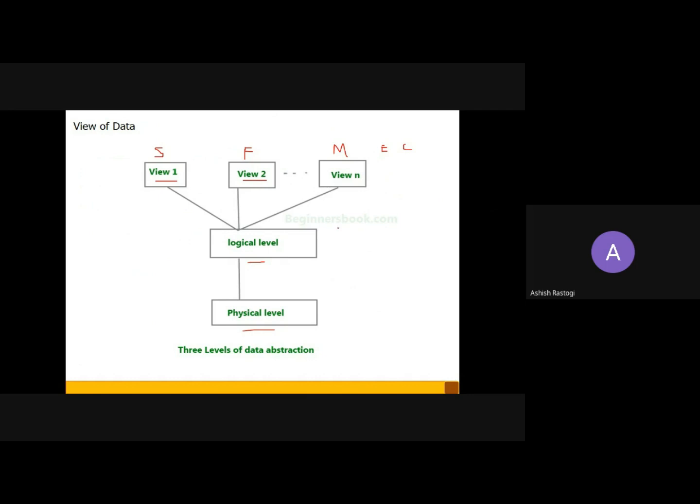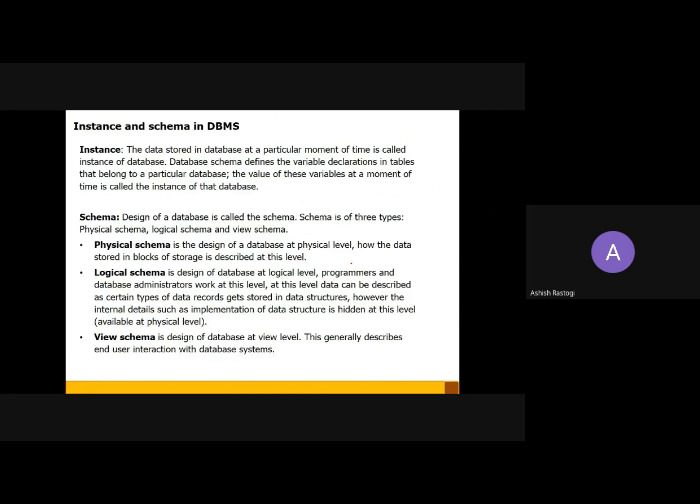So there are physical level, logical level, and view level. These are the three levels of data, and in the different levels, different schemas exist. Schema means structure. The structure of the data in the physical level is called the physical schema. The structure of the data in the logical level is the logical schema. And the structure of the data in the view level is the view schema. So all these levels have their own data structure, which is called schema.